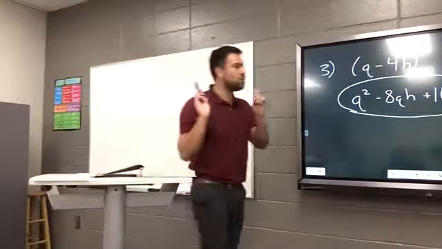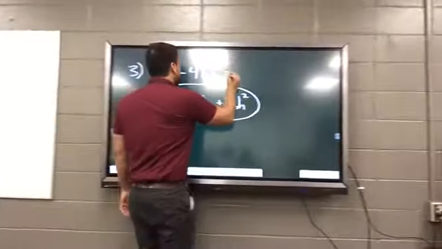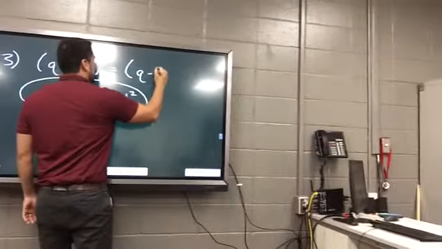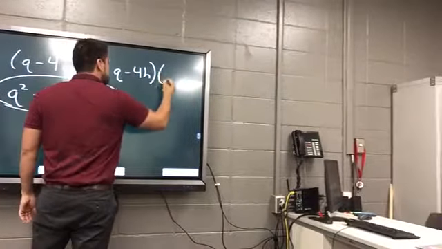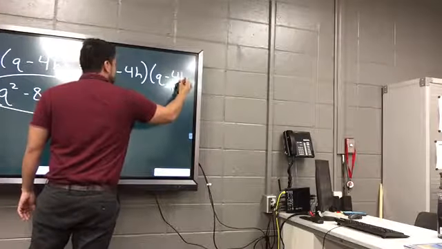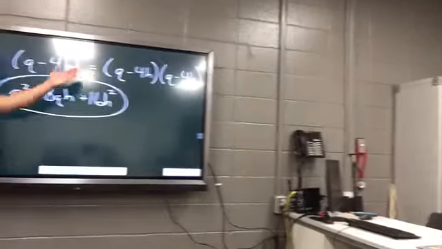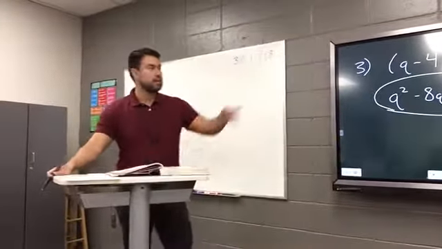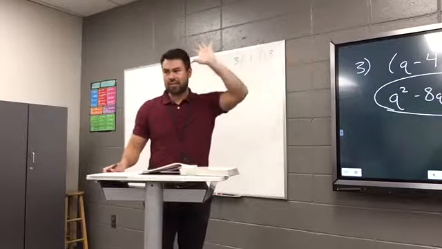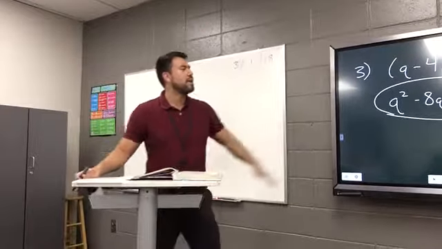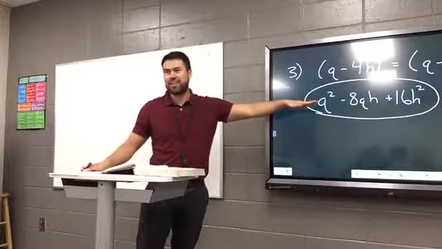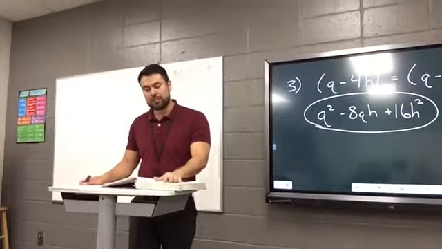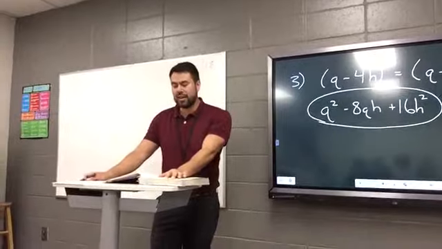Or, what you really need to know is what does q minus 4h squared mean in multiplication? Q minus 4h times q minus 4h. That's what it means. Then you can use your FOIL and you still come up with that. How many of you did the FOIL method? Good. That's going to get it right for you. How many of you did it the short way? Oh, nice.